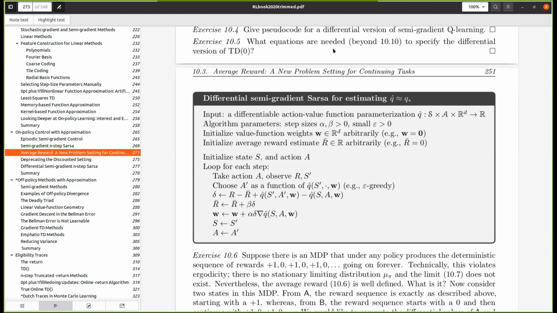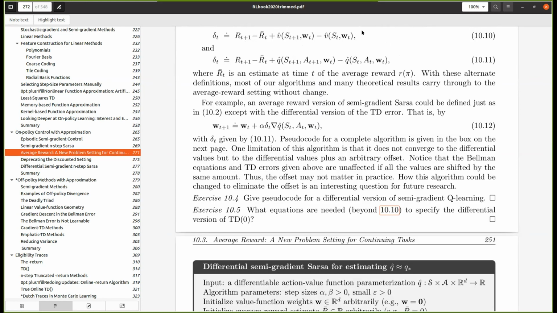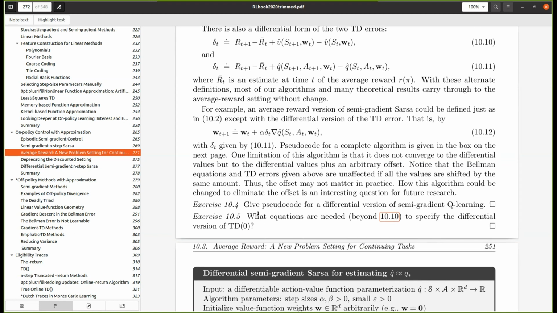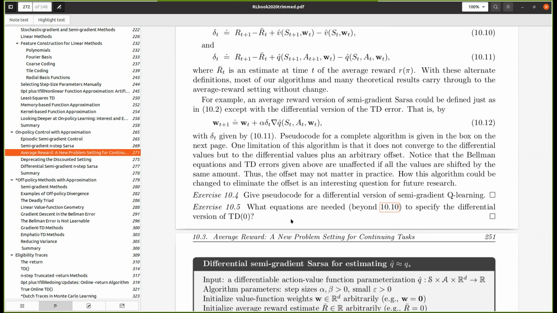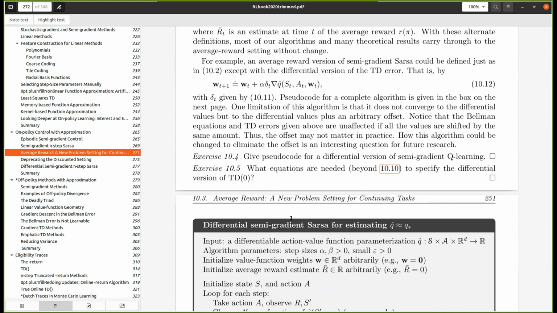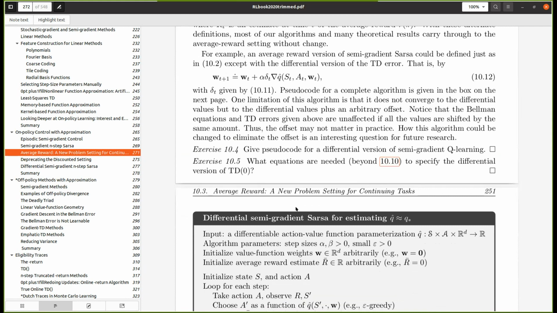What equations are needed beyond 10.10 to specify the differential version of TD0? So 10.10 was an expression for this value, and to specify TD0, we would also need the update equation. Yeah, the update equation of the weights. Yeah, so for a state value function, right? Instead of action value function like here. Mm-hmm. Okay.